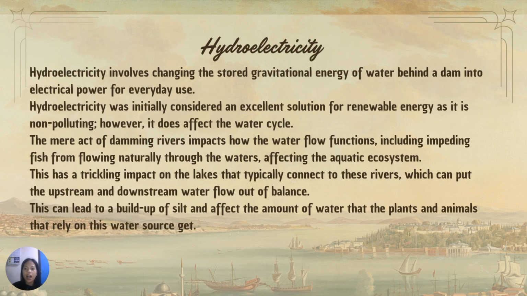Hydroelectricity. Hydroelectricity generates power by converting the gravitational energy of water behind a dam into electricity. While it is a clean energy source, it disrupts the water cycle by altering river flow, blocking fish migration, and affecting aquatic ecosystems. This can lead to imbalances in upstream and downstream water flow, buildup of silt, and reduced water availability for plants and animals.